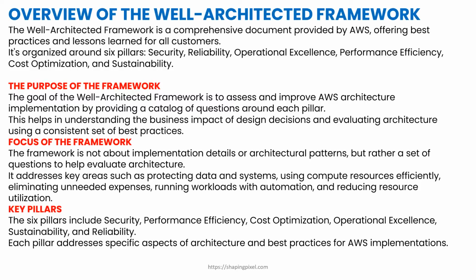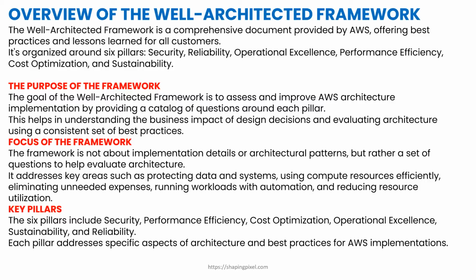The goal of the Well-Architected Framework is to assess and improve AWS architecture implementation by providing a catalog of questions around each pillar. These help in understanding the business impact of design decisions and evaluating architecture using a consistent set of best practices. The framework is not about implementation details or architectural patterns, but rather a set of questions to help evaluate architecture. It addresses key areas such as protecting data and systems, using compute resources efficiently, eliminating unneeded expenses, running workloads with automation, and reducing resource utilization.